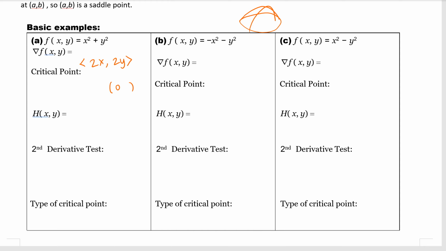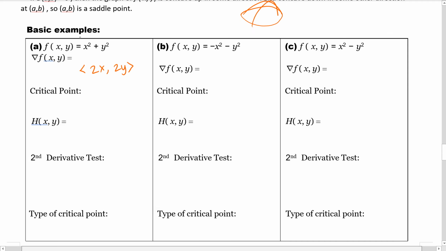What happened? Why did they move my stuff? That's interesting. They don't like my comma. Okay, let me fix it.